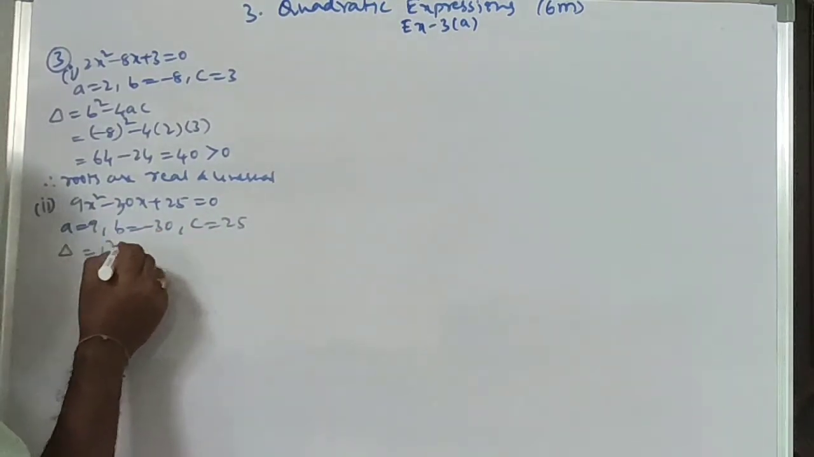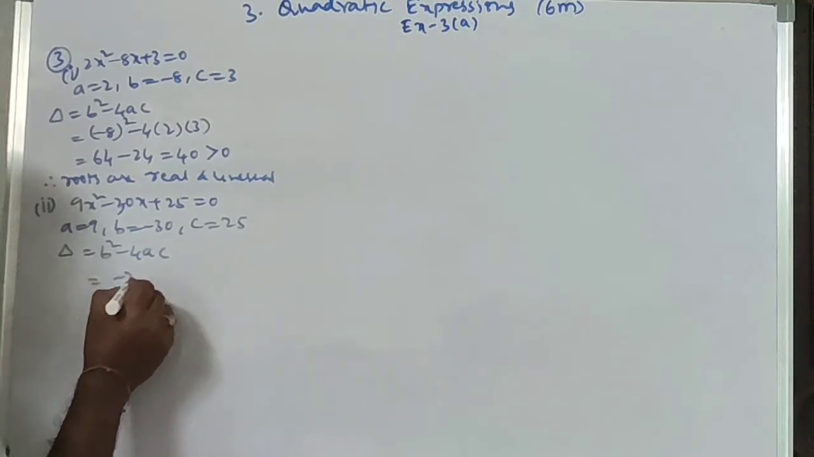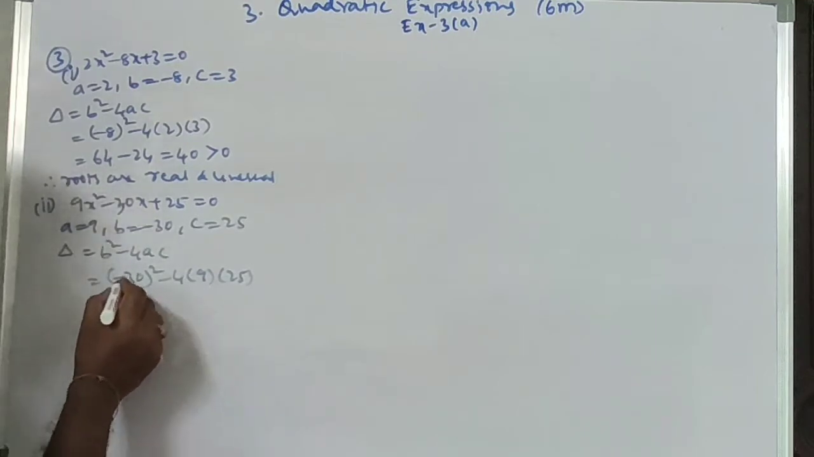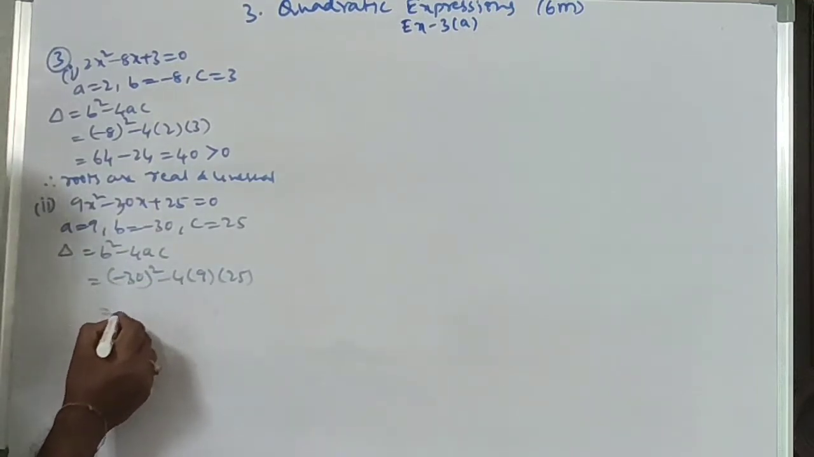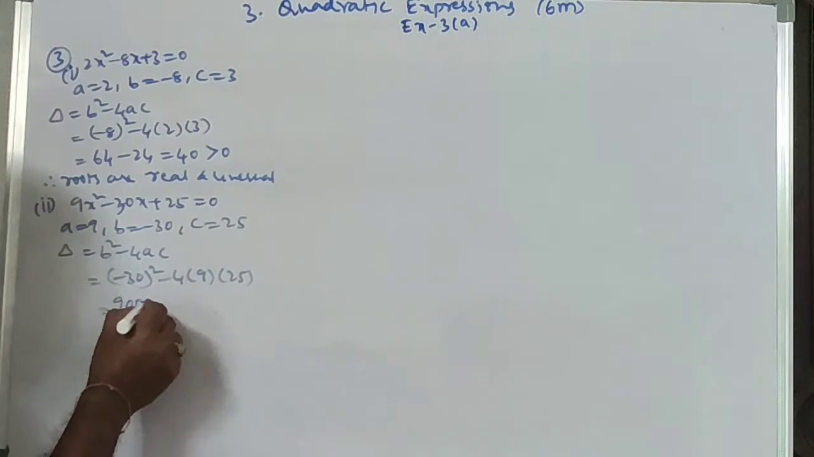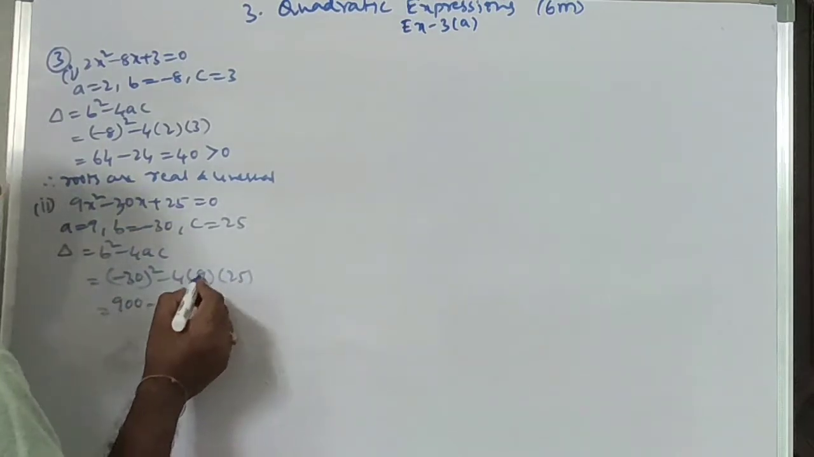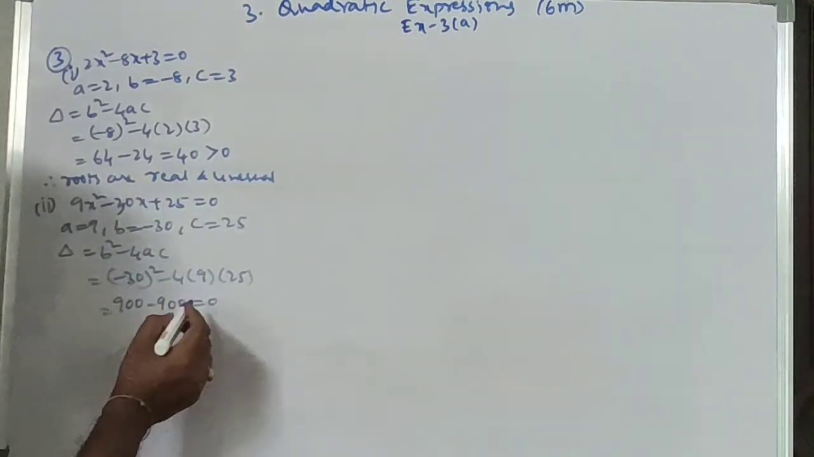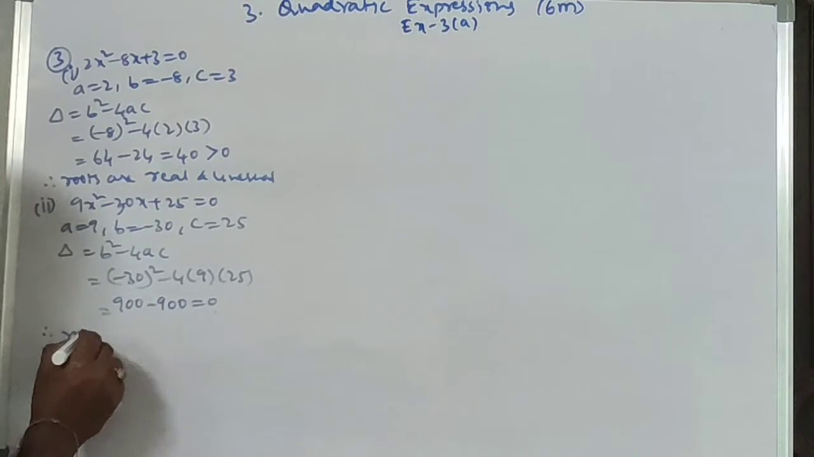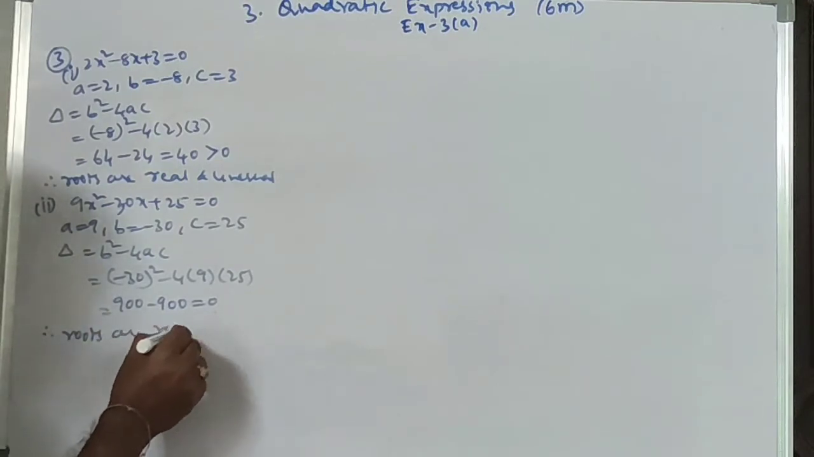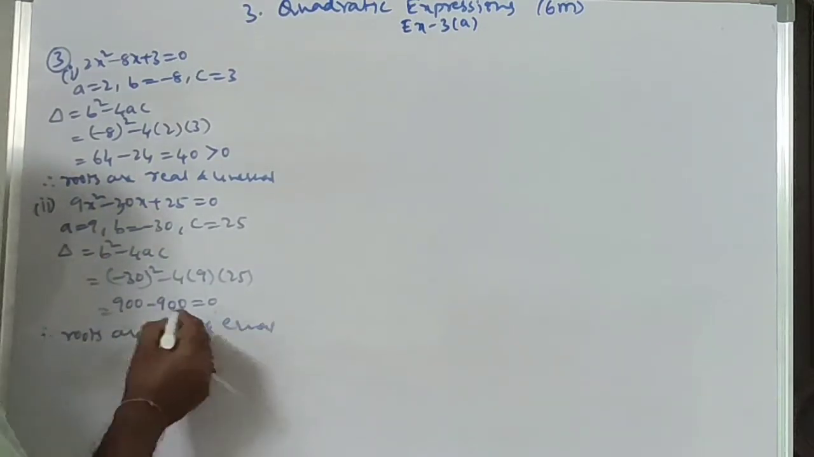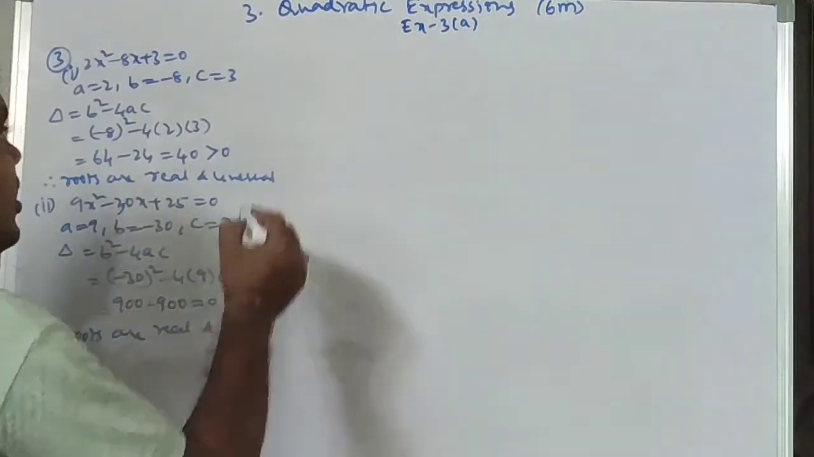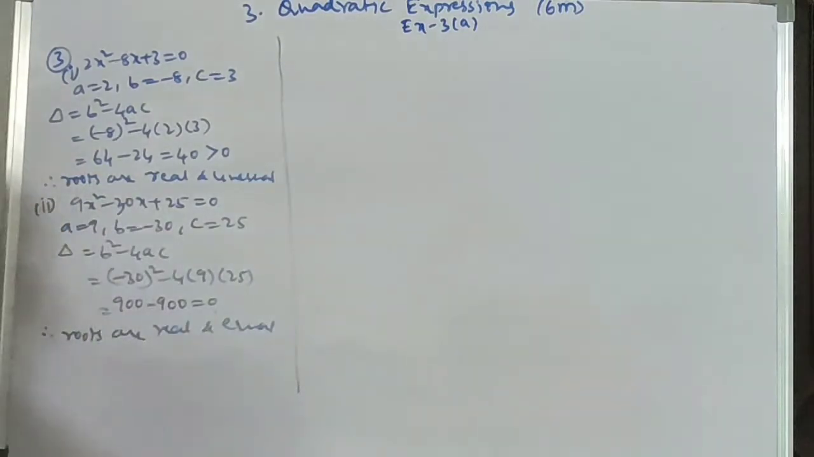Delta equal to b square minus 4ac. Minus 30 whole square minus 4 into 9 into 25. Minus 30 whole square, the square of a negative is positive, 30 square is 900, minus 4 into 25 is 100, 100 into 9 is 900. 900 minus 900 is 0. So it is exactly 0. Therefore the roots are real and equal. If it is negative, less than 0, we should write the roots are imaginary. That's it. The remaining you try to complete.